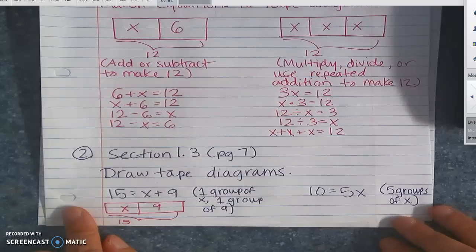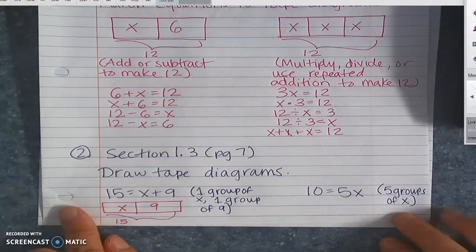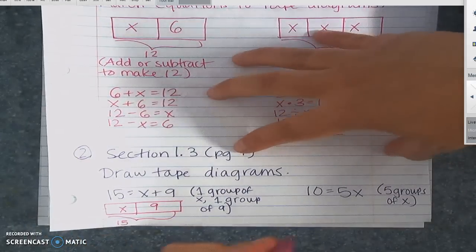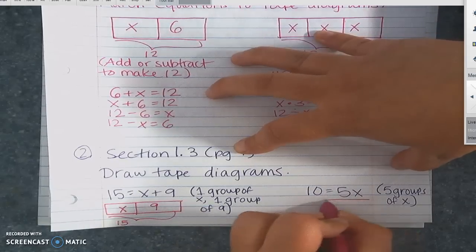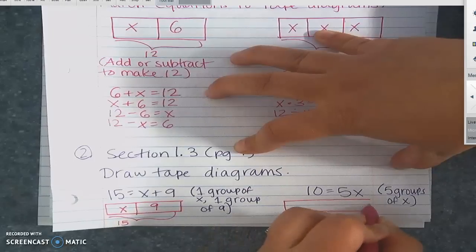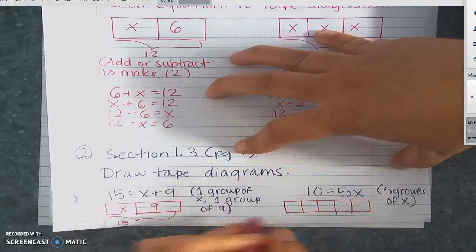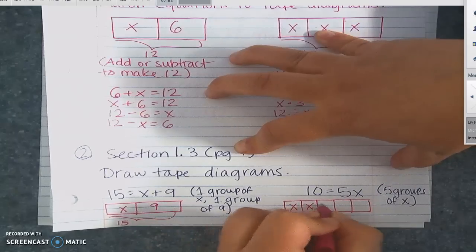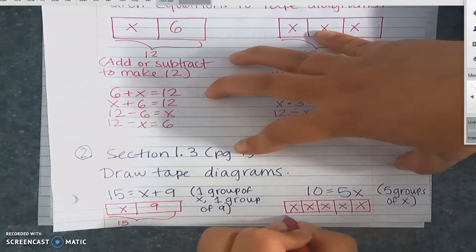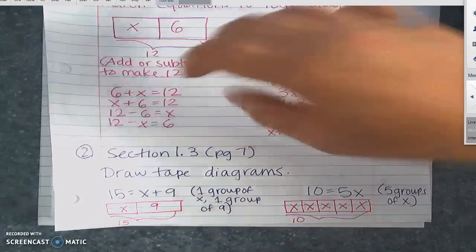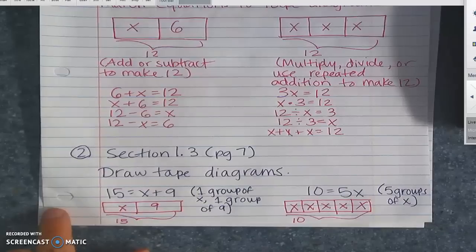And then my other one, I have 10 equals 5x, or 5 times x. So this is looking for 5 groups of x. So I'm going to label each of these x, and together that equals 10. So please pause to copy that down.